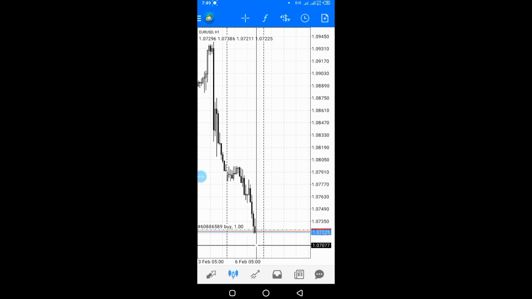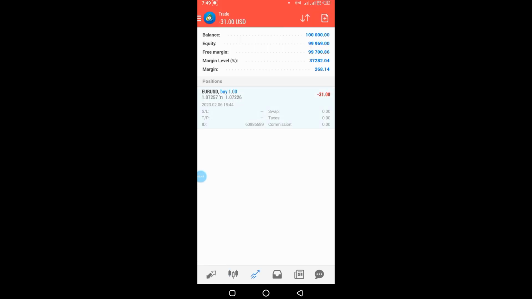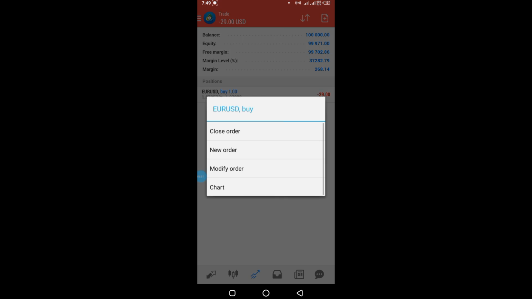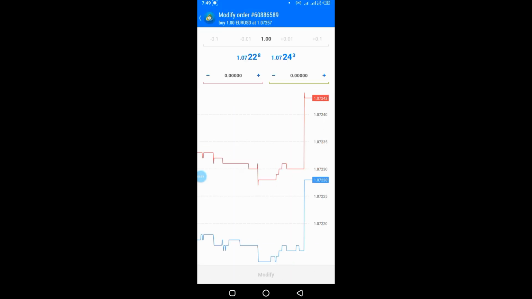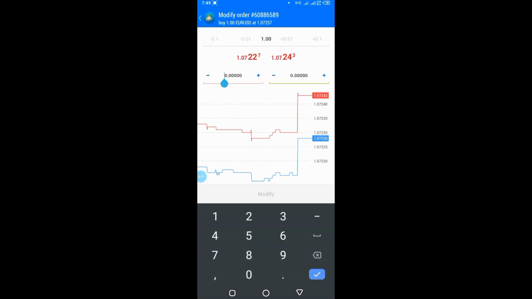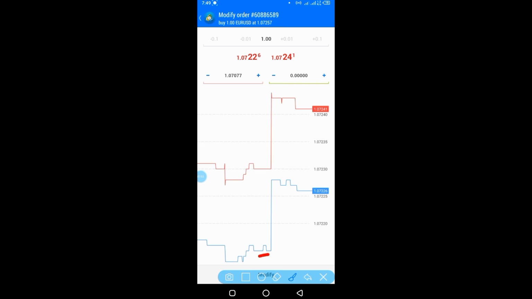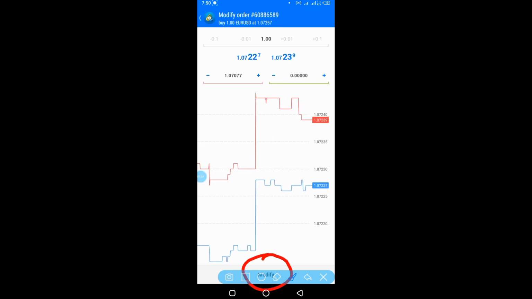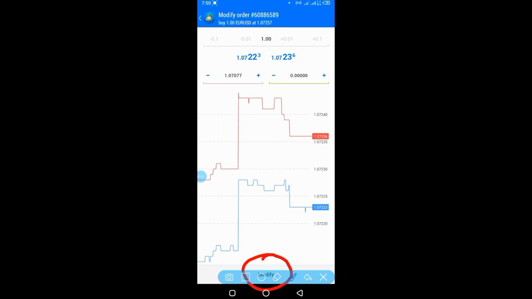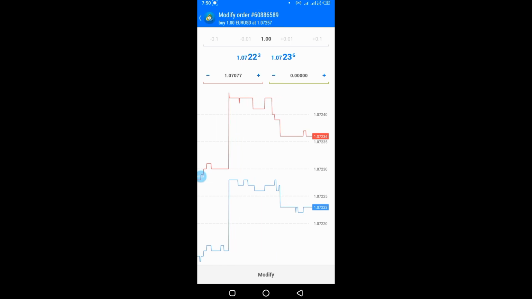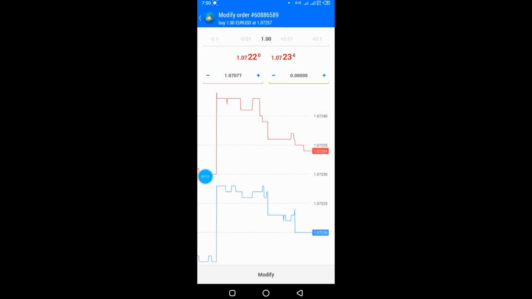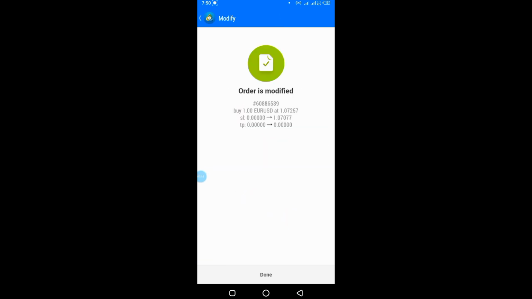1.07077. Let's go. I'm going to the trade dashboard, then I long press it, then I go to modify, then I go to the stop loss and I type 1.07077. Of course, you're going to see that the modify button now becomes active, and I just press on that modify, and the order is modified.